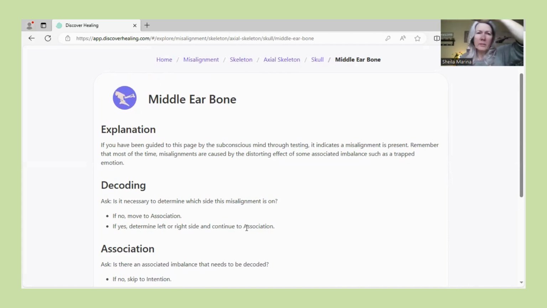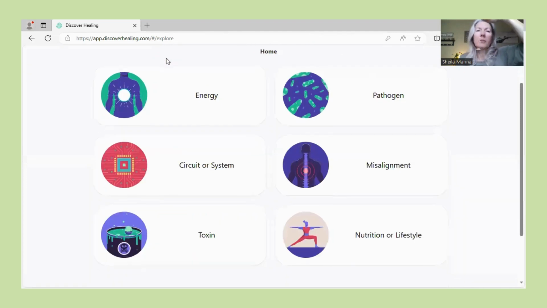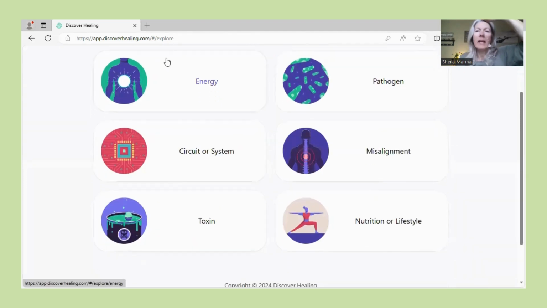And is there anything else in this middle ear bone that we need to know today? No. And has this middle ear bone been reset? Yes. So let's find out now for Gus. Is there anything else we can learn in the Body Code today for Gus? Yes.